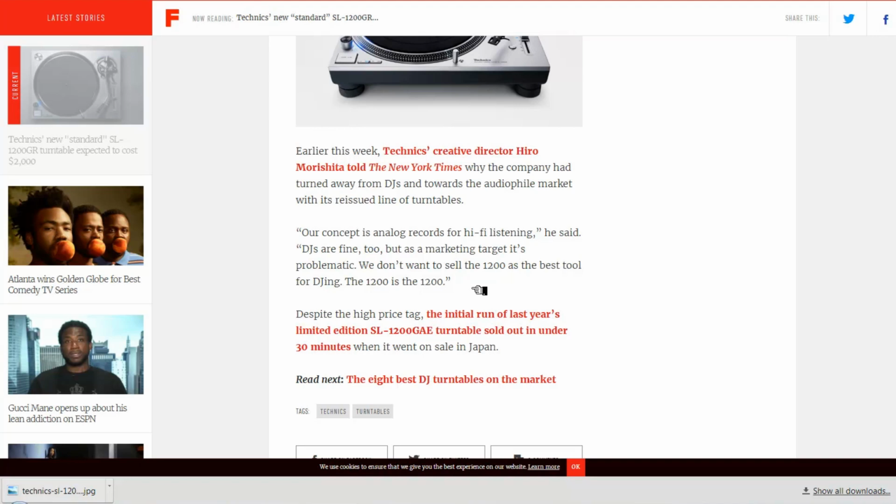Well, as you can see here, the limited edition was sold out in under 30 minutes in Japan. Yeah, but he doesn't say anything. What does he mean with the 1200 is the 1200? What kind of bullshit is this? Okay, it's true. On the second-hand market, the SL-1200 MK2 is priced between 500 and 700 if you have a mint one. Yeah, so I can understand they don't want to have this thing in the shops for under $1,000. Yes, it will also affect the second-hand price of the SL-1200 MK2 when they sell it that cheap.